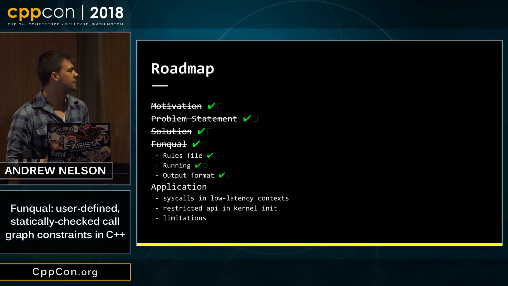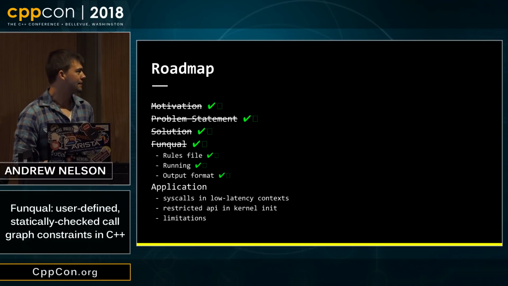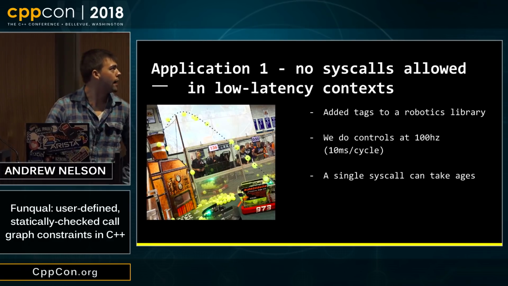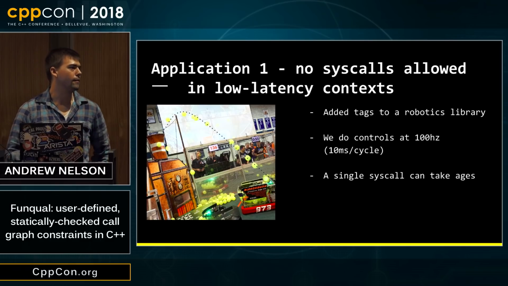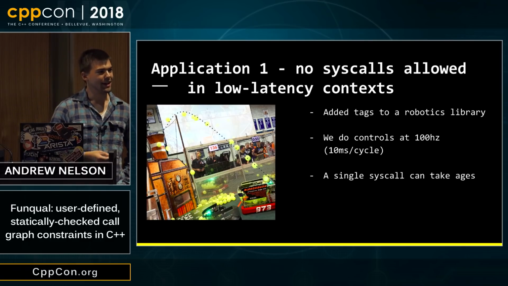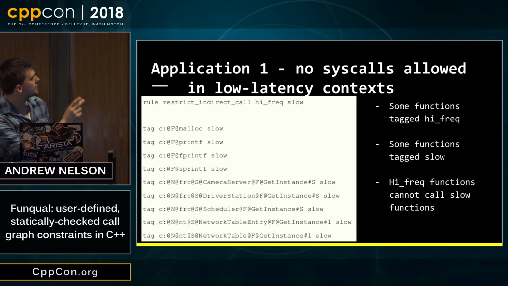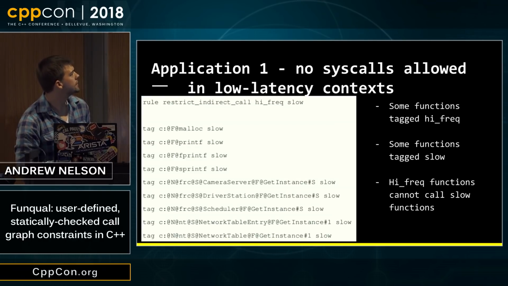Let's look at some actual applications. Let's look at some actual outputs that this has given in the field. The first application, I worked a lot with a robotics group, and we kept having this recurring problem. We do controls at 100 hertz, and so every cycle had to be 10 milliseconds. We found that making syscalls in those 10 millisecond low latency areas was just a killer for performance. So what we had to do is instrument this so that it would detect calls from these low latency contexts to any syscalls. This is a snippet of the rules file that we used to actually enforce this.